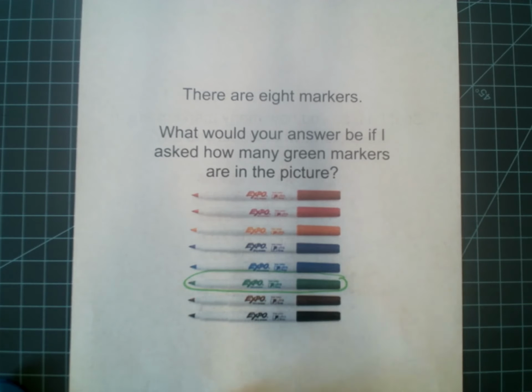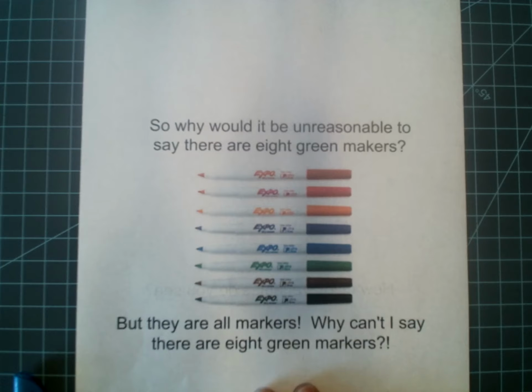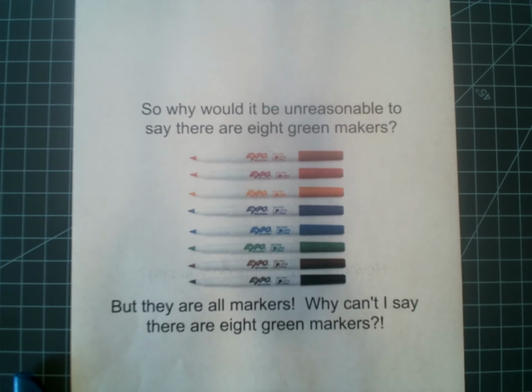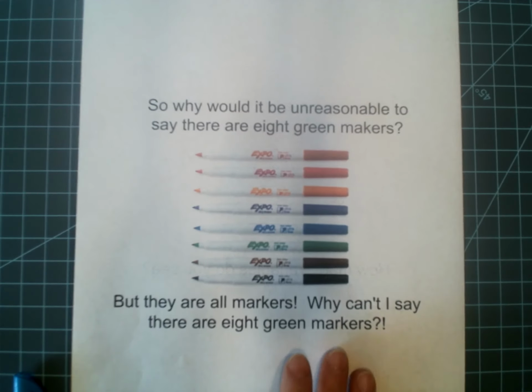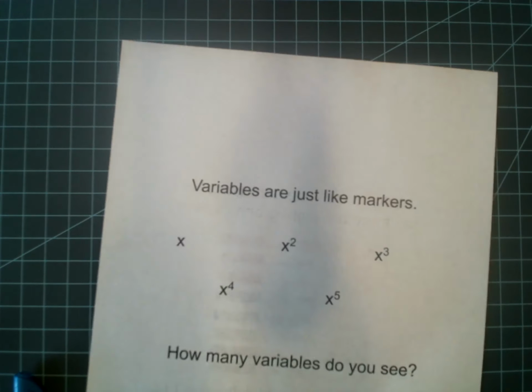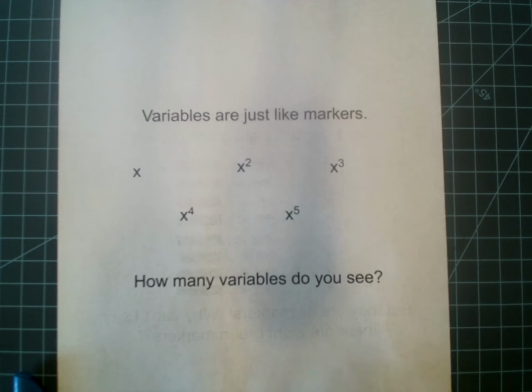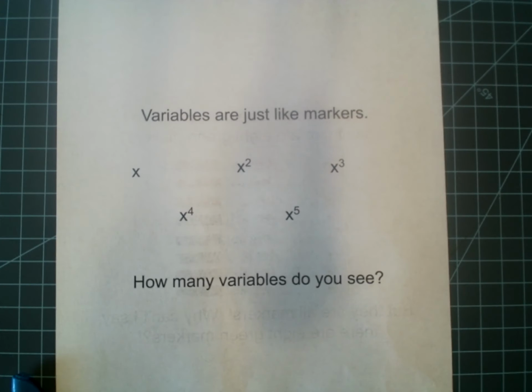So why would it be unreasonable to say there are 8 green markers? They're all markers, but they're not 8 green markers. Variables are just like markers. How many variables do you see?